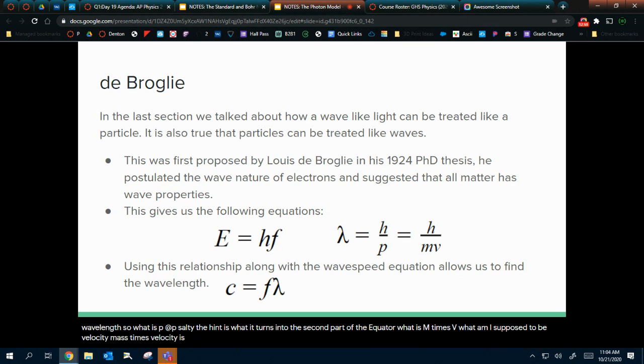No. Wait, I'm trying to think. I don't remember. It doesn't start with p. It starts with m. Momentum. There you go. So p is momentum, because of course p is momentum. What else would it be? So lambda is our wavelength, and that is equal to Planck's constant divided by the momentum of our particle. All right?